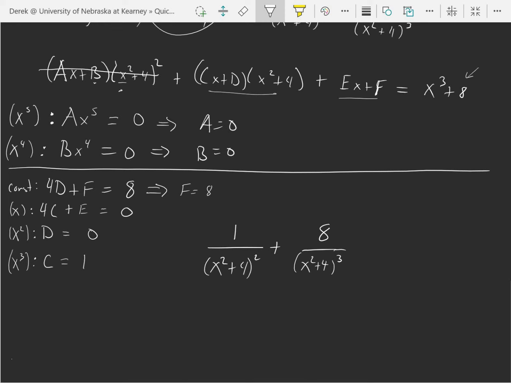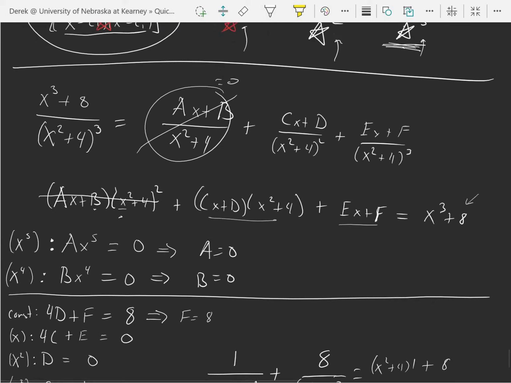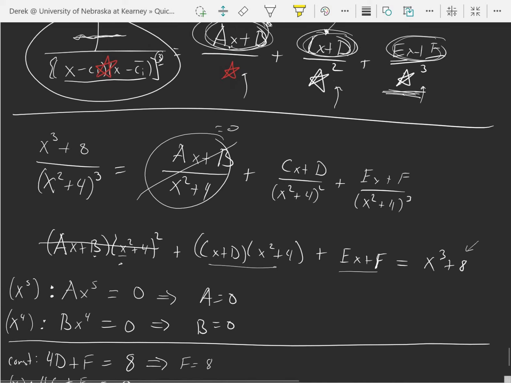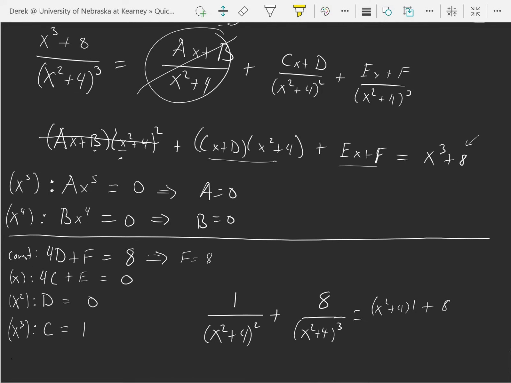Let's just check that makes things work for me. What do I need? I need to include an x squared plus 4 times 1 plus 8. Did I do something wrong? I thought I had just an x cubed plus 8. I'm going to get an x. This is an x. Okay.